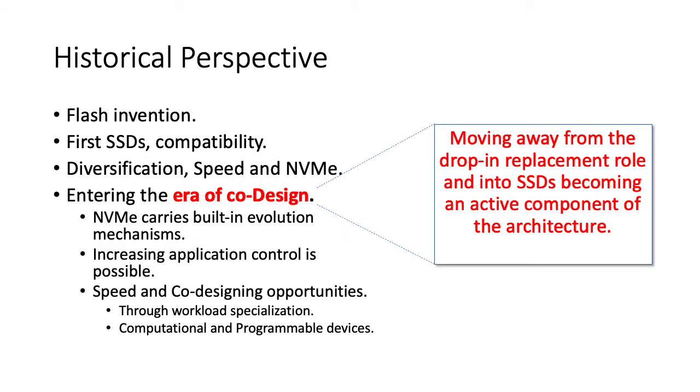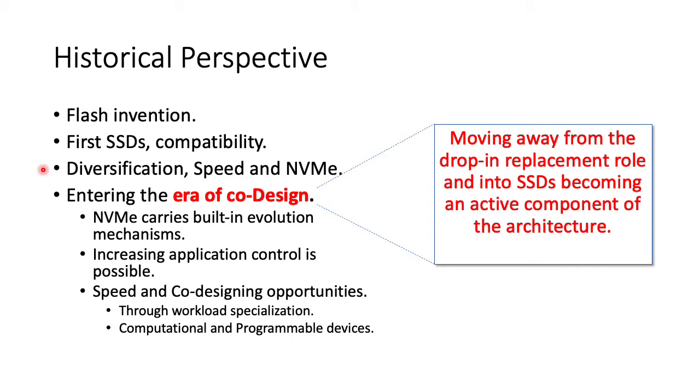Let's start by looking at a historical perspective of how SSDs evolved. Flash was invented in 1980, but it took almost a decade for the first SSD to be introduced in the market. The idea of this first generation of SSDs was all about compatibility, being a drop-in replacement for hard disk drives. Not much happened in terms of interfaces, but that helped the SSDs catch on. The next big evolution happened with diversification. SSDs took over the stable storage market because in a number of metrics, they are better than the other alternatives.